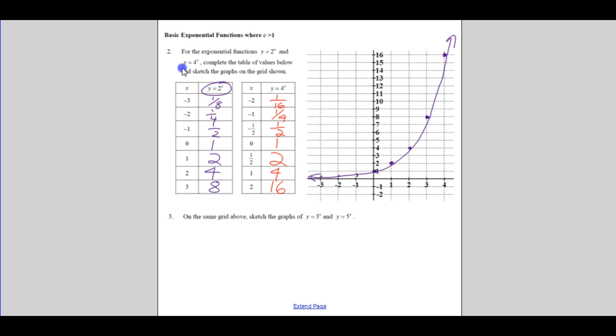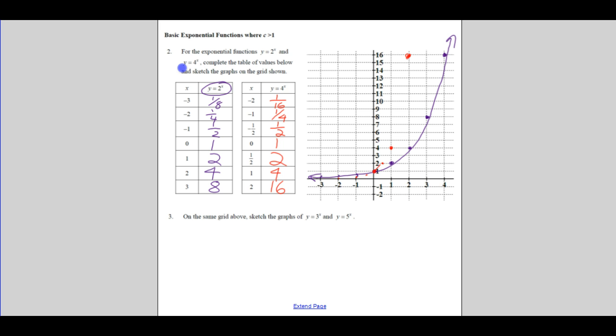So negative 2 is 1/16. That's like way below there. And negative 1 is 1/4, and negative 1/2 is 1/2. So that's there. At 0, it's 1. Those 2 points are on top. At 1/2, it's 2. And then at 1 it's 4. And then at 2, it's 16.